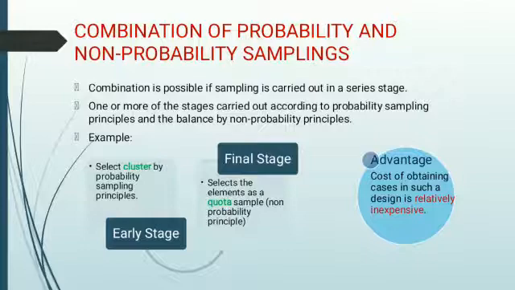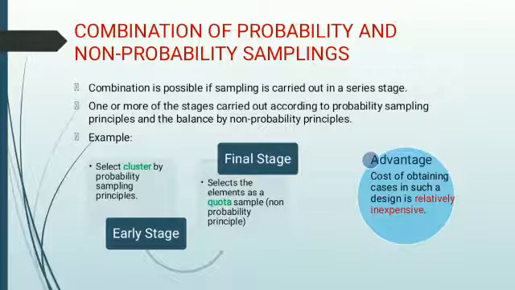The investigator may select clusters by probability cluster sampling techniques, but at the final stage may select the elements as a quota sample. Thus, it is possible to select a probability sample of districts in a state. Within each of these districts, a probability sample of towns, and within each of the selected towns, a quota sample controlled for age and sex. The advantage of such a design is the cost of obtaining cases for the sample.